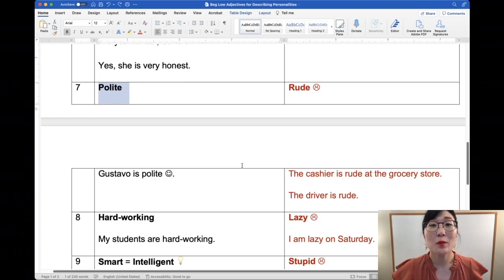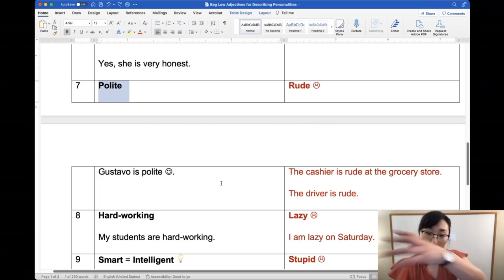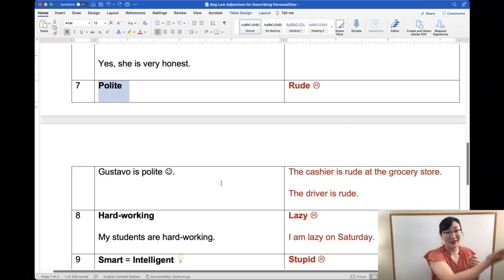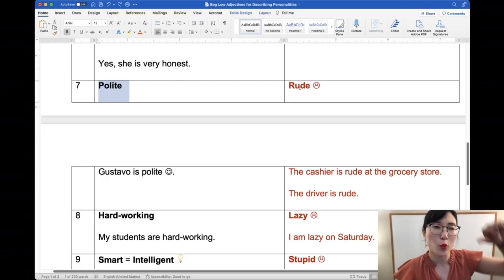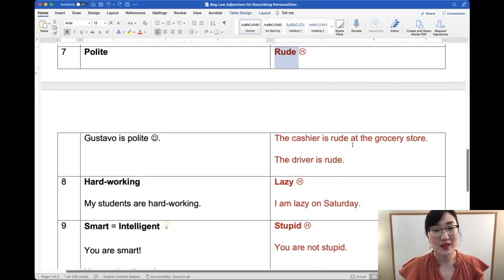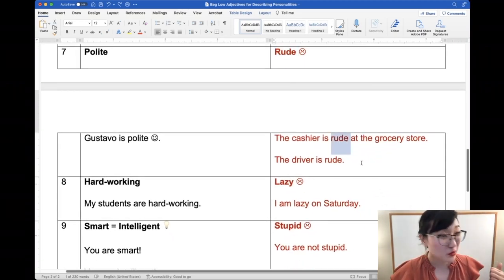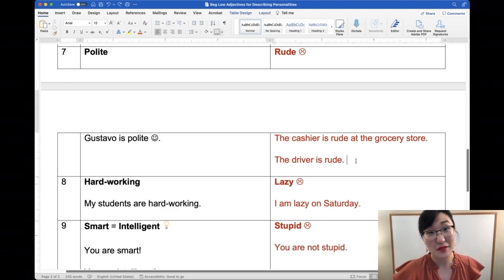Polite. Gustavo is polite. He opened the door for me. The opposite, rude. The cashier is rude at the grocery store. Or the driver is rude in traffic.